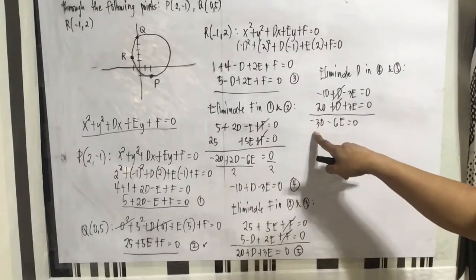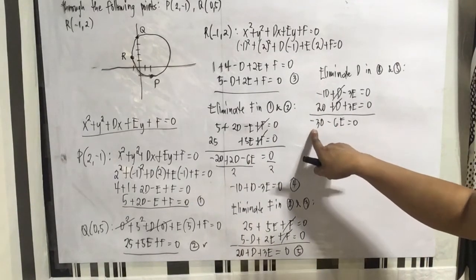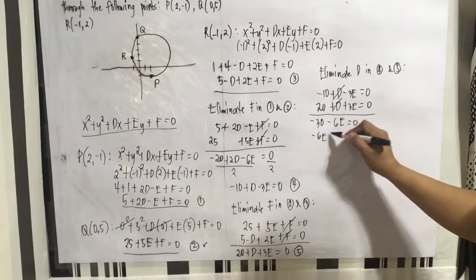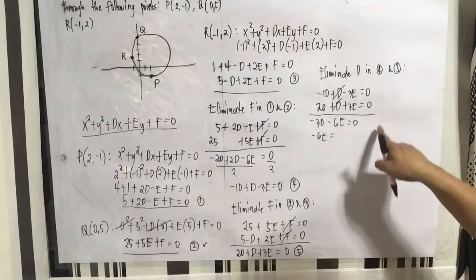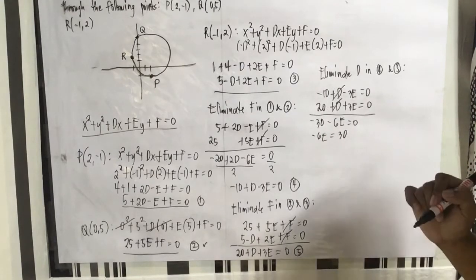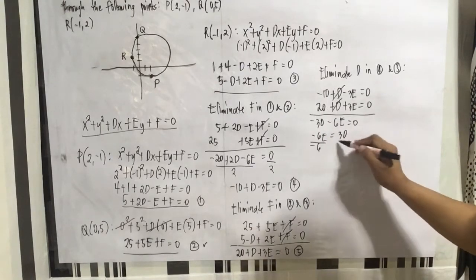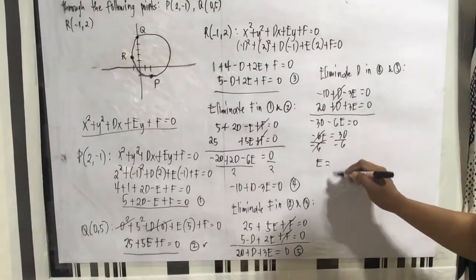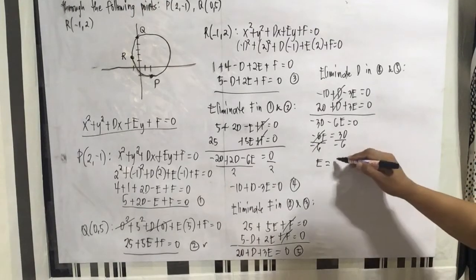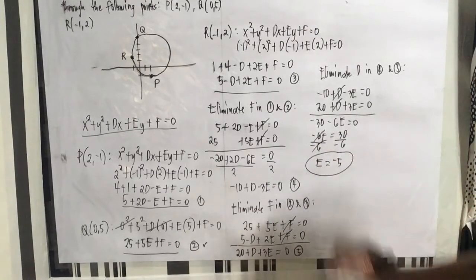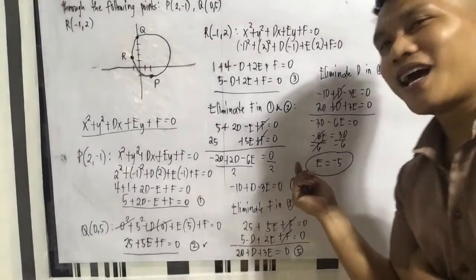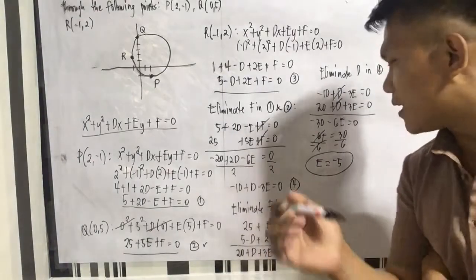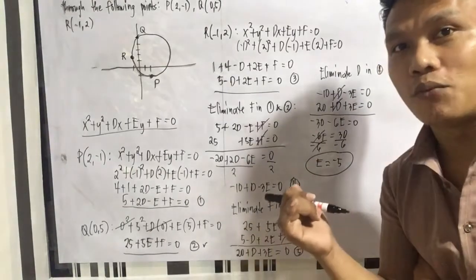Okay? We can transpose the negative 30 to the other side, the right side. We have negative 6e equals, this is negative 30. Kapag inilipat mo, magiging positive 30. Divide both sides by negative 6 so that we only have letter e, which is equal to 30 divided by negative 6, which is negative 5. So we now have the value of e. What we are looking for is the value of d and f.